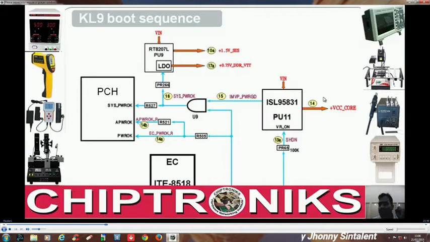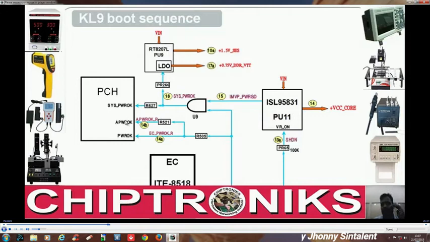At the very same time, the CPU core voltage regulator has generated a VCC core, and in step number 15, the voltage regulator will generate IMVP power good, and it's going to an AND gate, and this EC power OK is also going to the AND gate. This EC power OK is divided into two portions. One is going to the power OK pin of the PCH, and another is going to AP power OK.